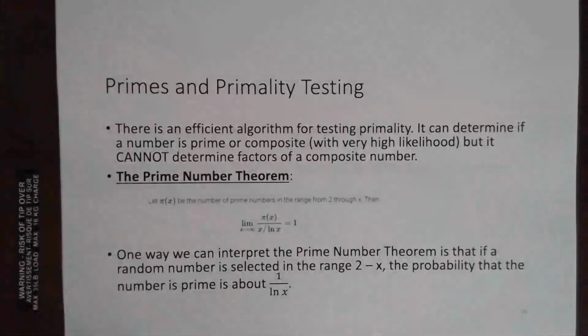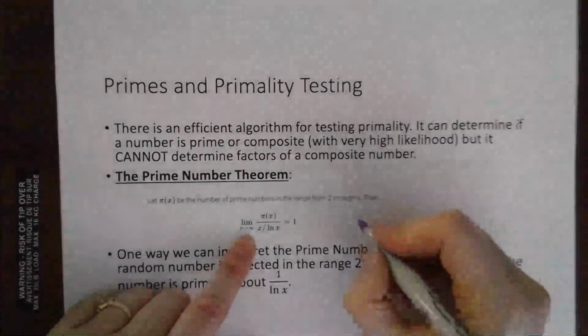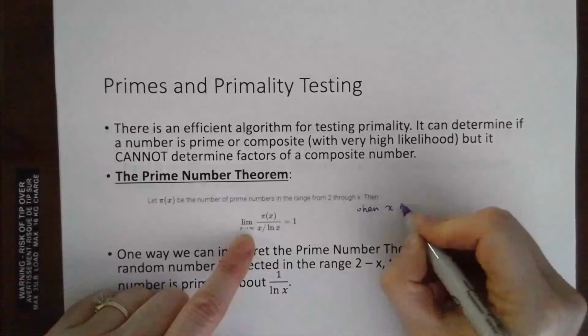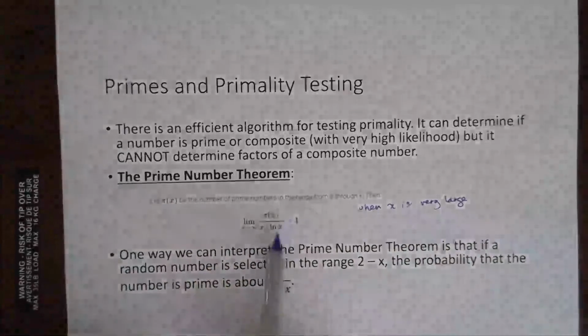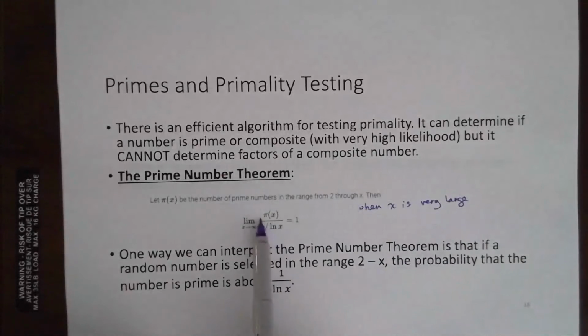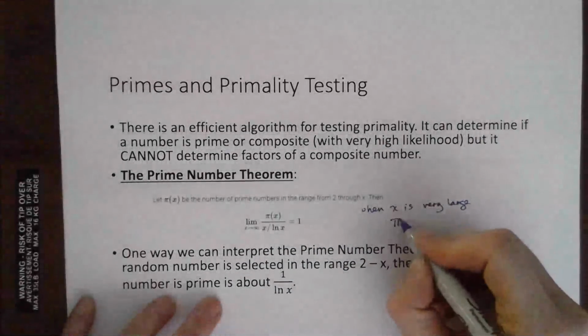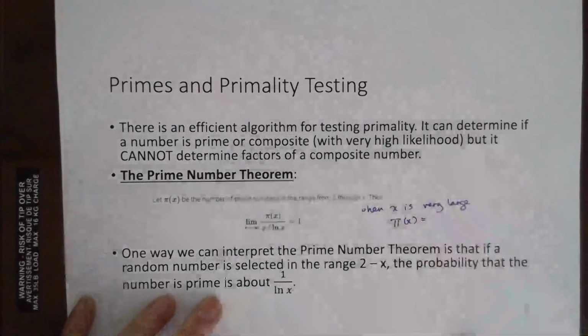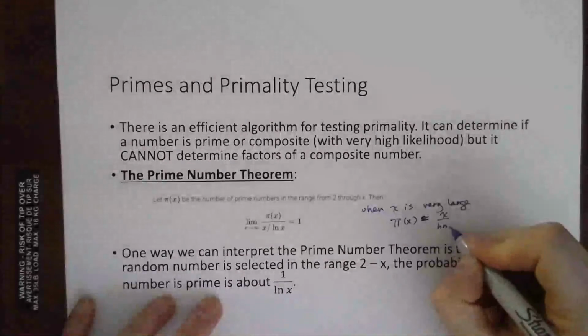Okay, so that just seems like, who cares about that? But if you think about this, when x is very large, what it's saying is that this ratio approaches 1. So when x is very large, the numerator and the denominator are basically the same. They're pretty close to each other. So if I take the numerator, pi of x, that's roughly the same as x over the natural log of x.